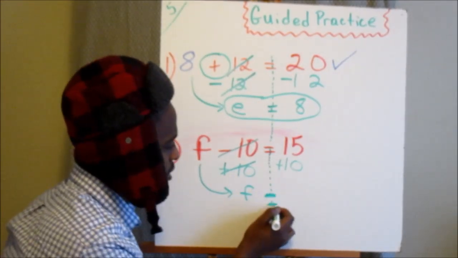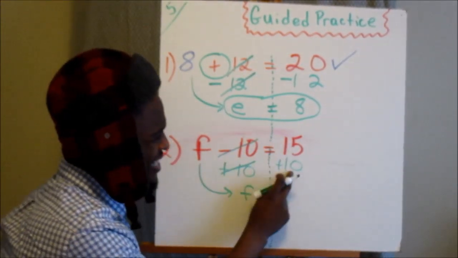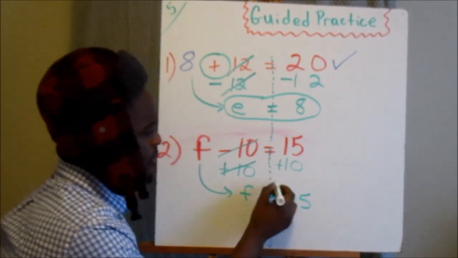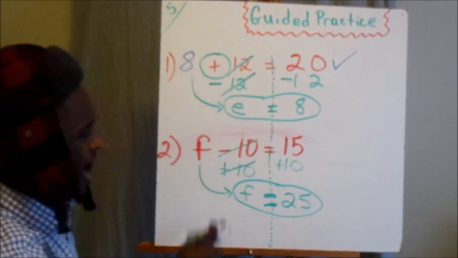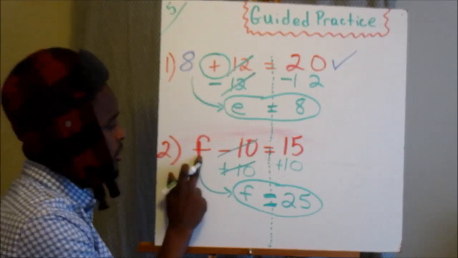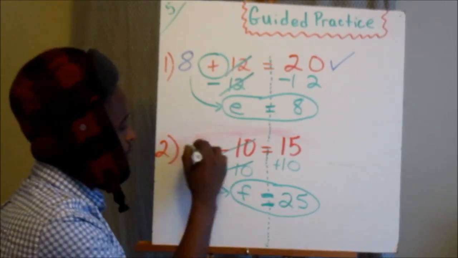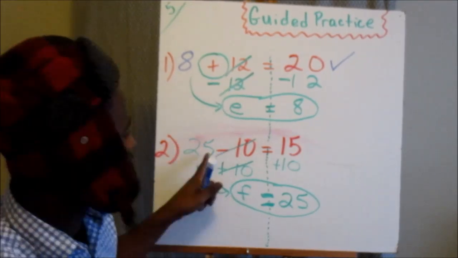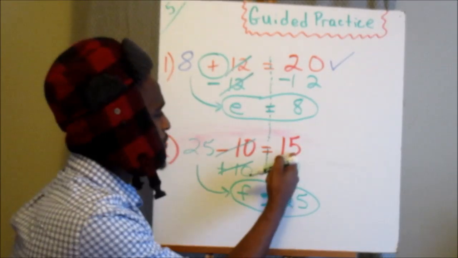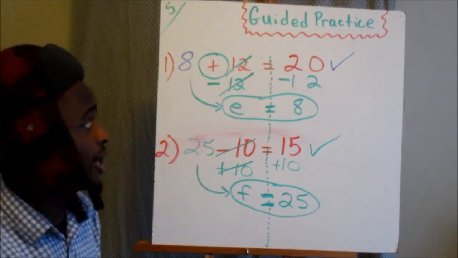On this side of the equation, 15 plus 10 is 25. So I get that F equals 25. I always go back to my original problem. I substitute in my value for F, for my solution. So F equals 25. I'll put 25 here, and then I check. 25 minus 10 is equal to 15. So that checks out, and I know I got my question right.